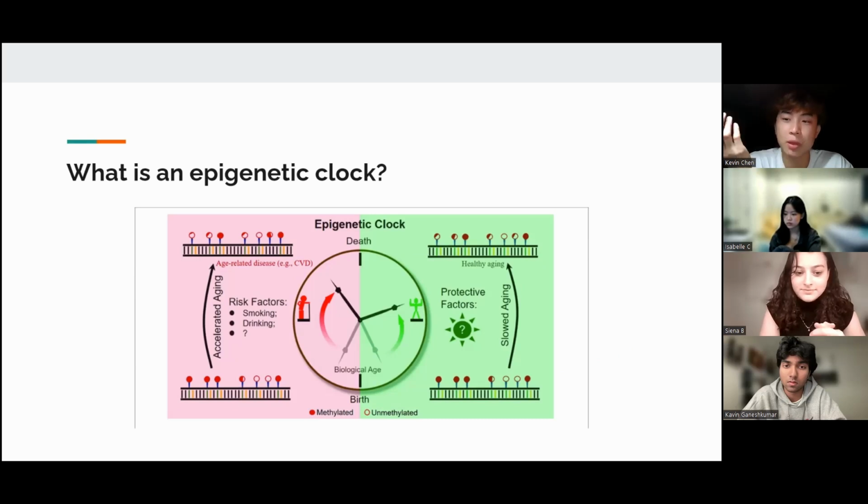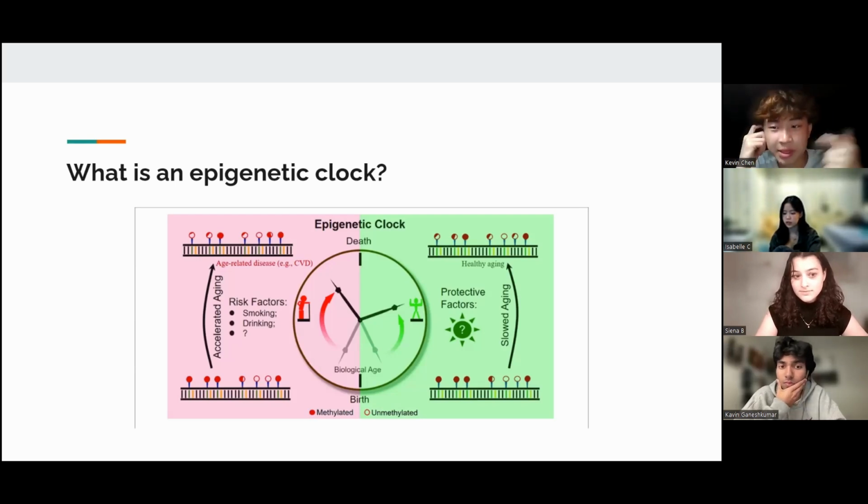So in the big picture, your methylation patterns at these CpG sites change as you age. Using these patterns of change, you can build a model to predict your age from these methylation changes.